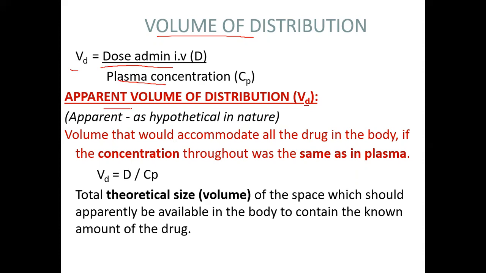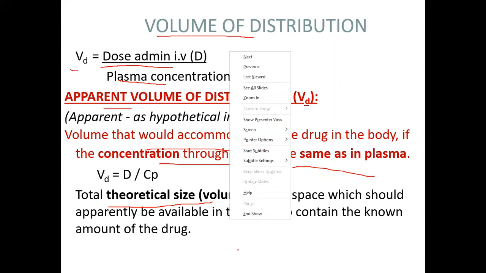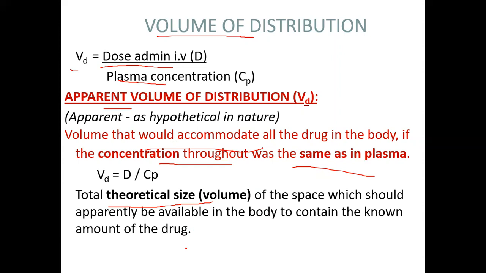Why apparent? Because I just told you that we are assuming the body to be a single homogeneous compartment, which is not true. So when we calculate this apparent volume of distribution, it is the volume that would accommodate all the drug in the body if the concentration was the same as in plasma. Or let's put it the other way around, it is a theoretical size of the space available in the body to contain the drug at the same concentration as in plasma.